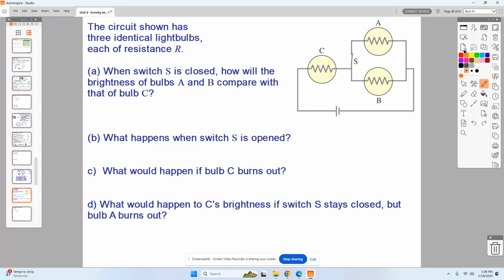Turn it on. A and B would be the same, and C would be greater. Because yeah, the C would obviously be greater, but what does he have?